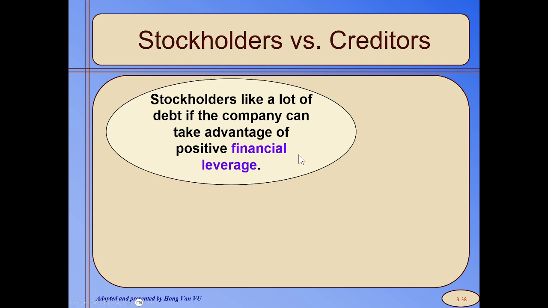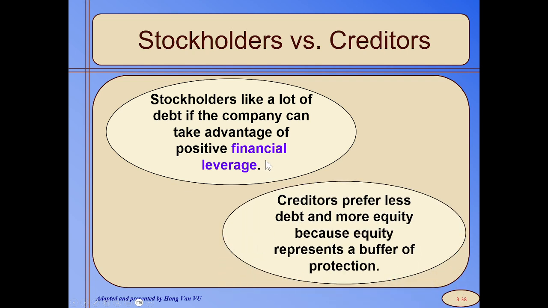So now we take a look at who the stockholders and creditors are and what the differences are. Stockholders like a lot of debt if the company can take advantage of positive financial leverage. The creditors prefer less debt and more equity because equity represents a buffer of protection.